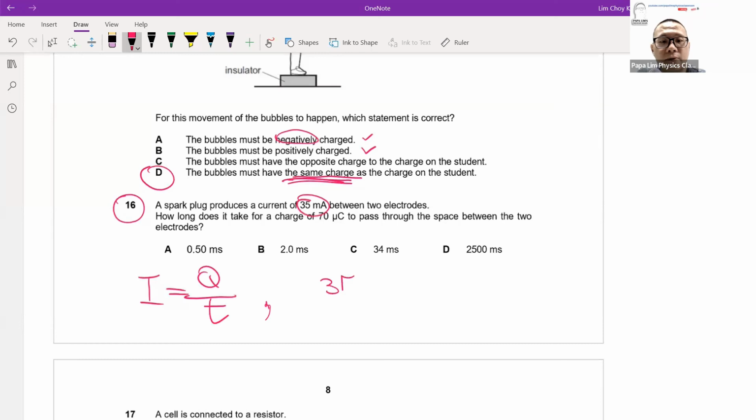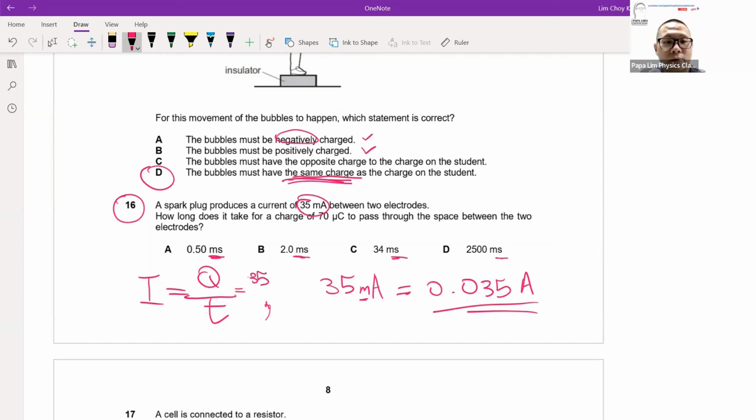35 milliamp. SI unit. This is not SI unit yet. There's prefix milli. Milli means divided by 1000. So it's actually 0.035 A. If you don't want to change milli, why? Because the options given here are all in milliseconds, so the milli is still there. So I can actually just ignore the milli. So you can just put 35 here.